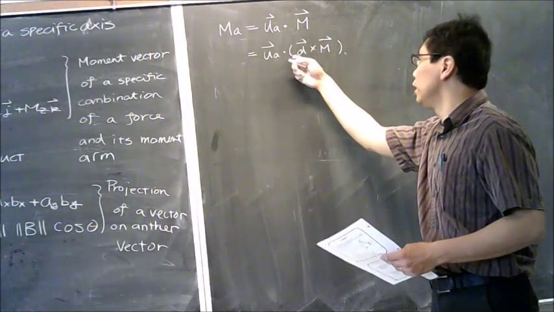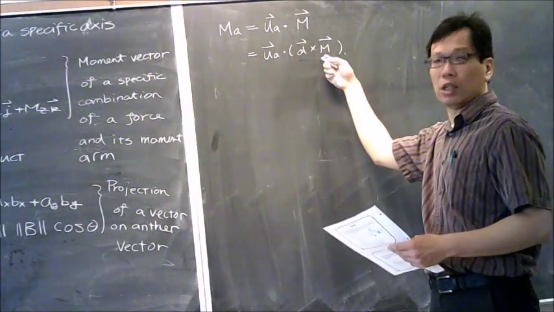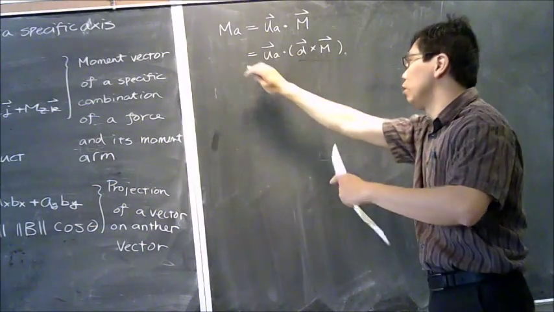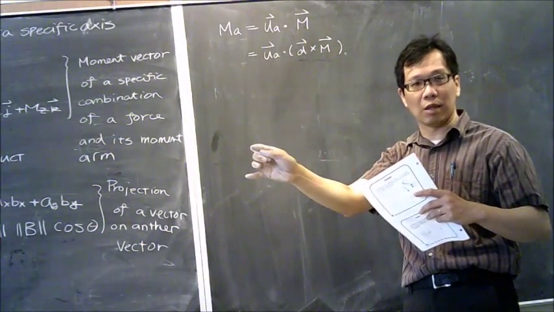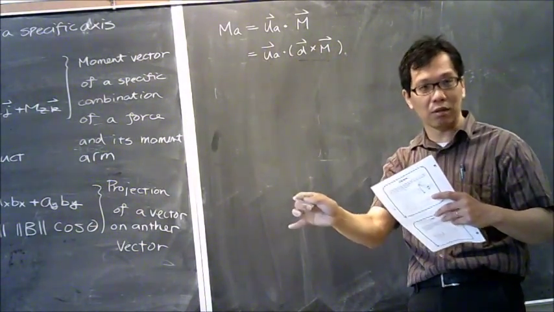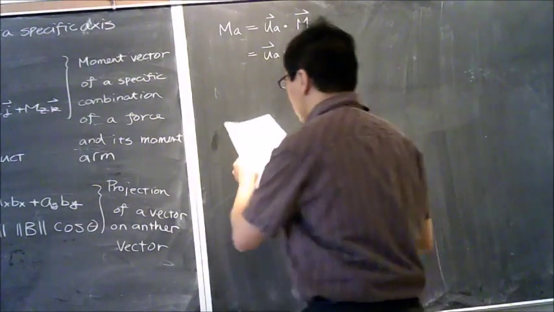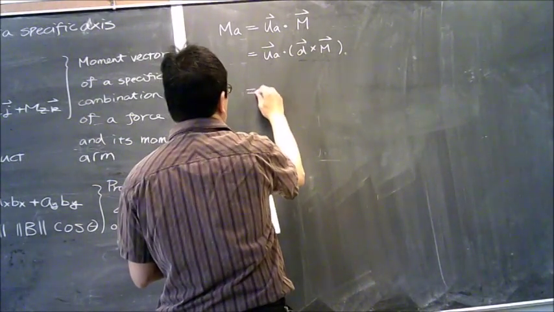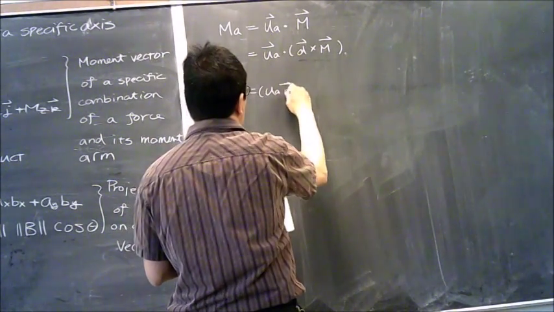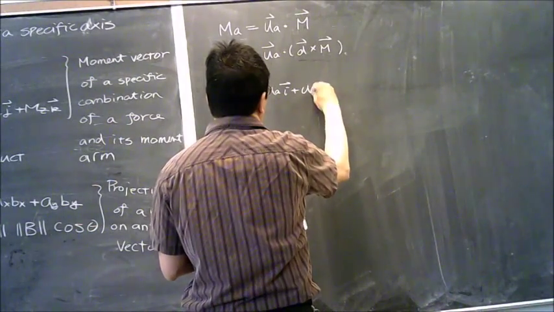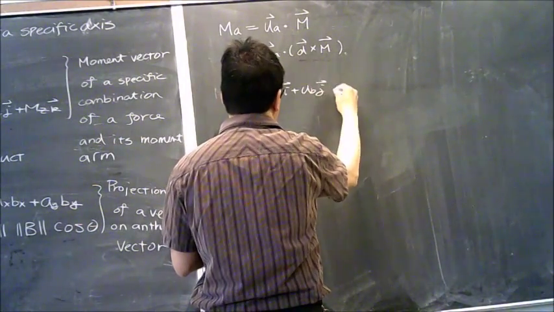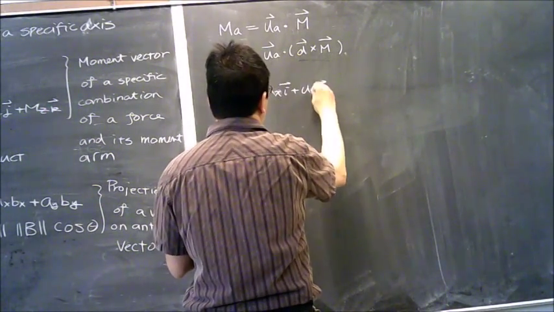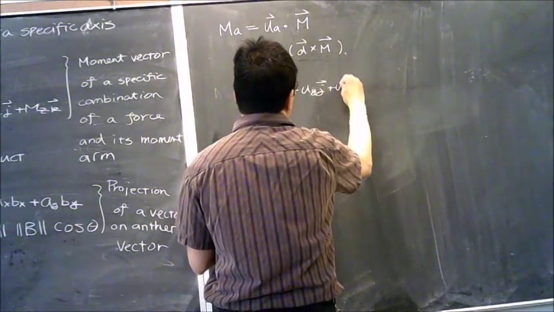We talk about the three-dimensional cross product, and we talk about the dot product, two separate things. So you just combine them together, you get the moment projected onto the specific axis that you are interested in. Okay? So can we simplify this a little bit? Yes, because what we're actually doing is x, y, and z.